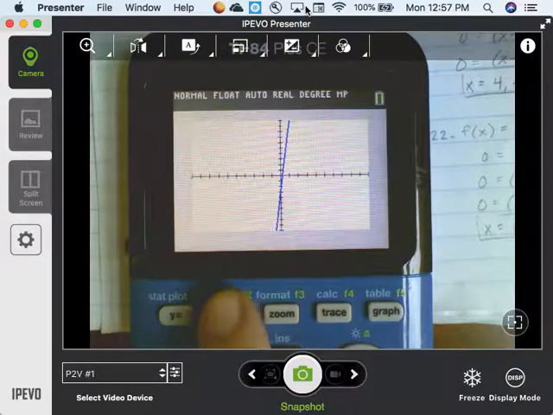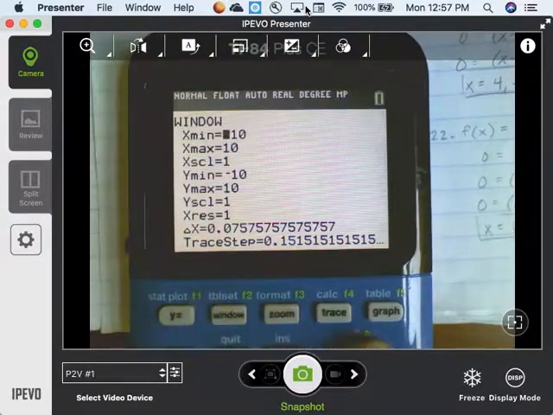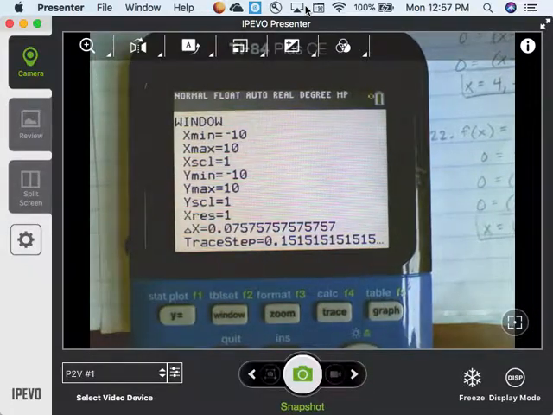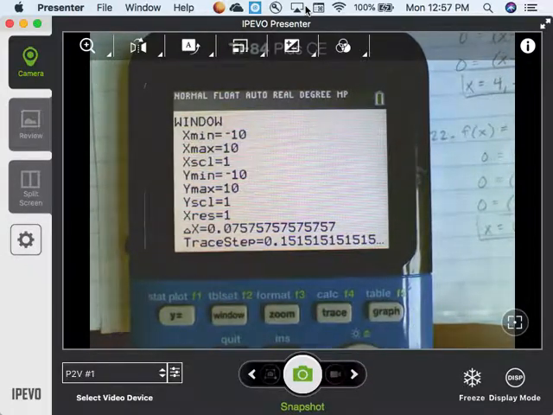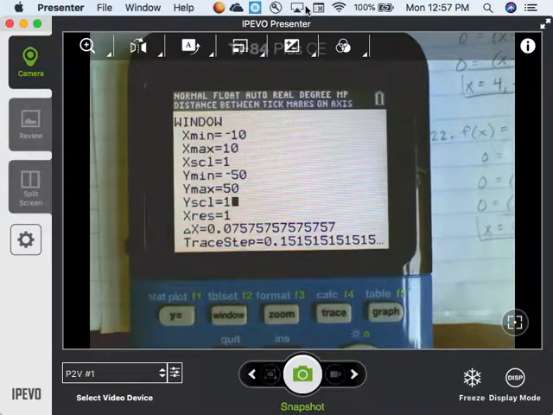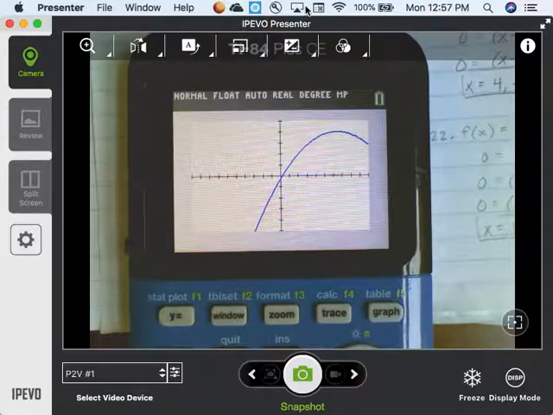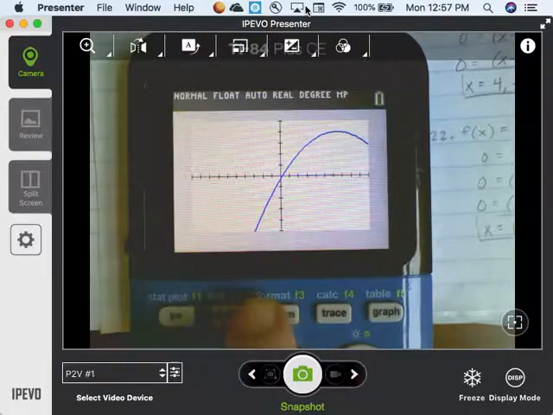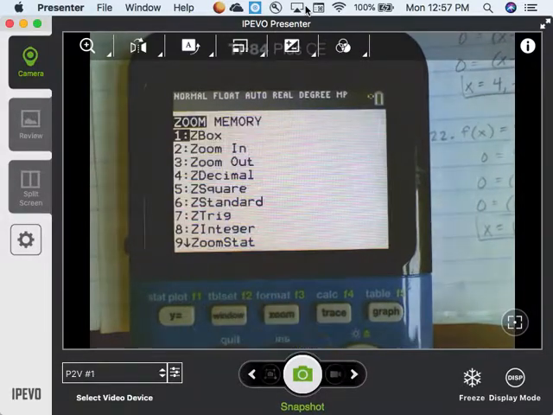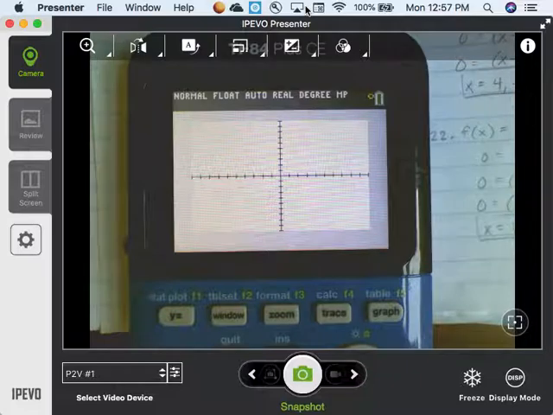So there's a couple of different ways you can do it. You could go to window and you could change your y maximums and minimums. So it goes down to negative 10 and positive 10. So maybe I would change it to negative 50 and 50, and then I could scale by tens. So then I'm going to graph and see what it looks like. Okay, I'm getting a closer image. Or you could have gone to zoom. Okay, so I'm going to go back to zoom 6, where it looks like a line. And then I could have gone to zoom.